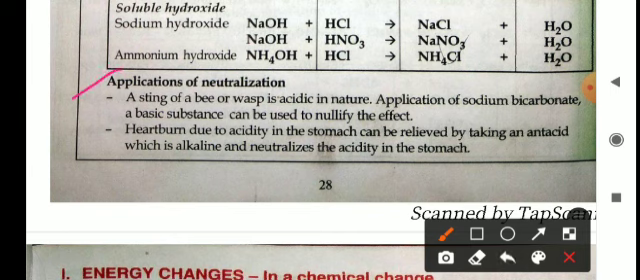Okay, now come to the applications of neutralization. The sting of a bee or wasp is acidic in nature. Sodium bicarbonate, a basic substance, can be used to nullify the effect. If a bee or ant bites, you can rub sodium bicarbonate, because sodium bicarbonate acts as a base and the sting of an ant or bee contains an acid. When this acid and base react, they neutralize the effect of the acid, and we feel relaxed.